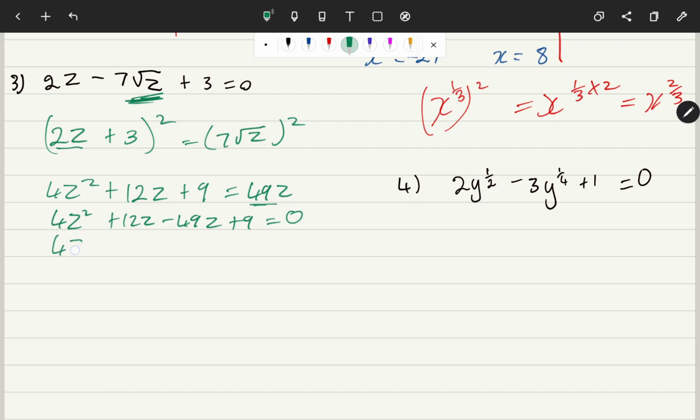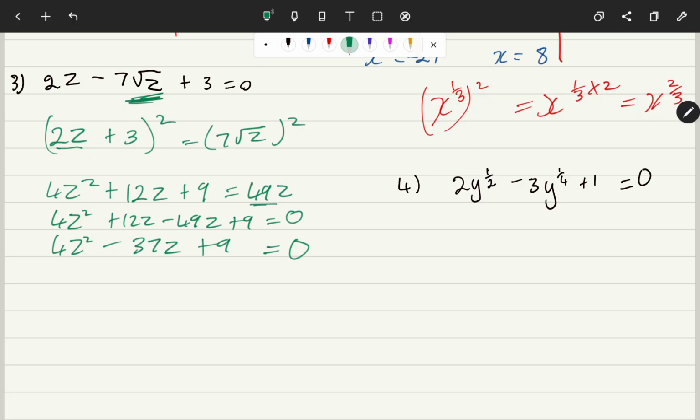So I can just work it out. The subtraction there is going to be minus. That's 37z plus 9. Cool stuff.